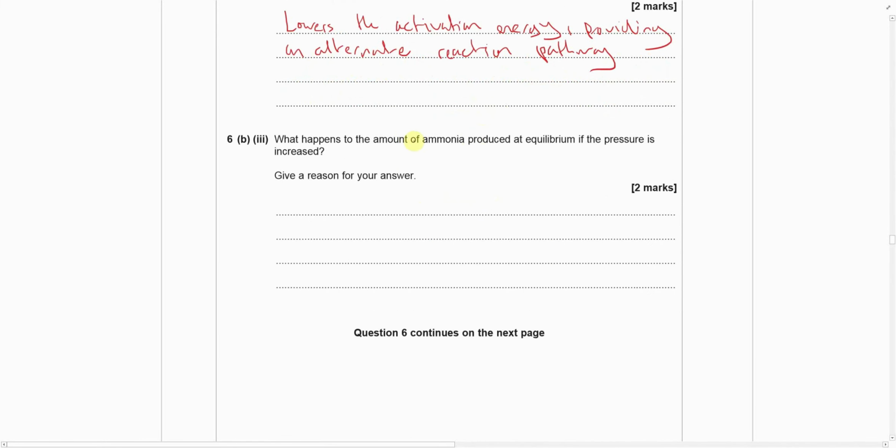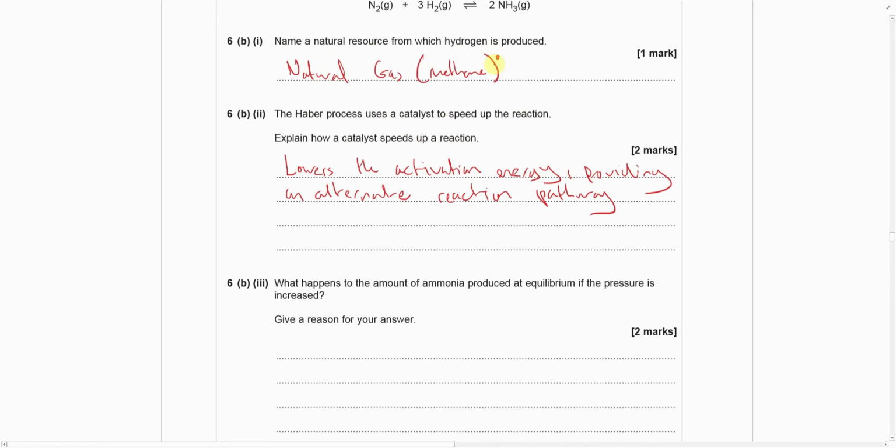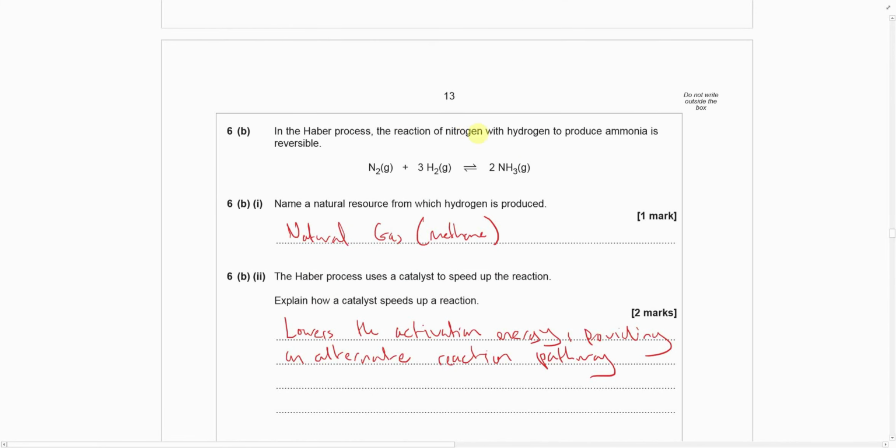What happens to the amount of ammonia produced at equilibrium if the pressure is increased? Give a reason for your answer. So you're going to have to look at this equation up here. On the left-hand side you've got 4 lots of molecules, 3 lots of H2 and 1 lot of N2, and on the right-hand side you've got 2 lots of ammonia. So if we increase the pressure of that system, the system's going to try and reduce that change, and the reaction is going to move to the right. It's going to move to the right because there's fewer molecules on that side. It's going to try and squeeze more into the same space.